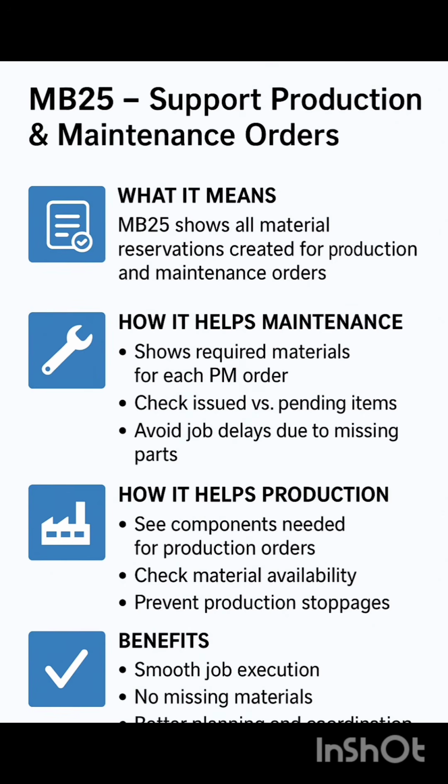In production, you can see components needed for production orders. You can check material availability and prevent production stoppages. So smooth job execution is done and no missing materials details can be found through this MB25 transaction. So these two are the key uses of MB25 where you can support production and maintenance orders.